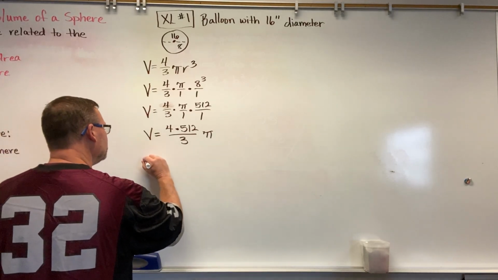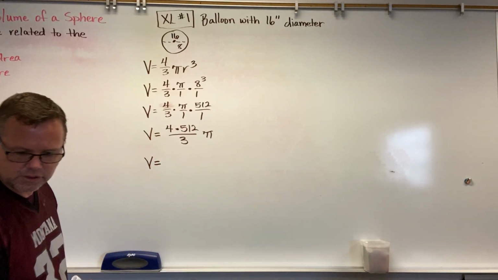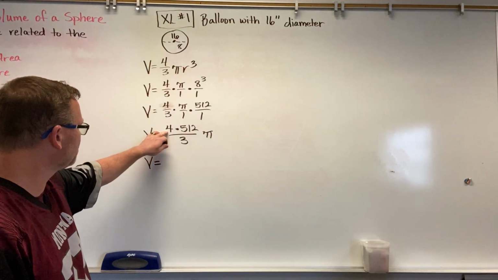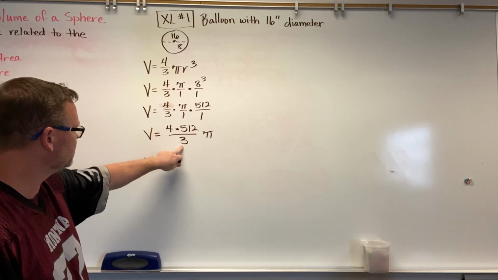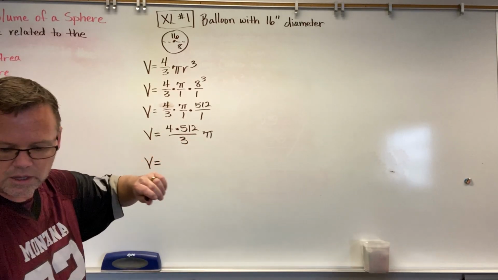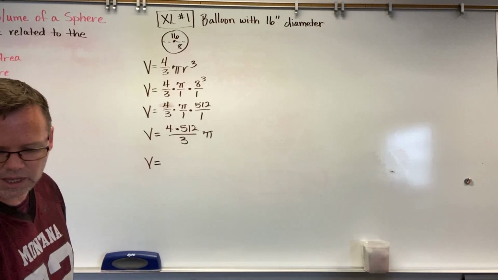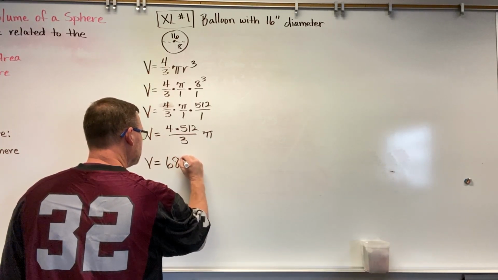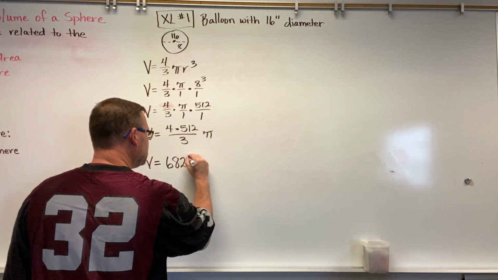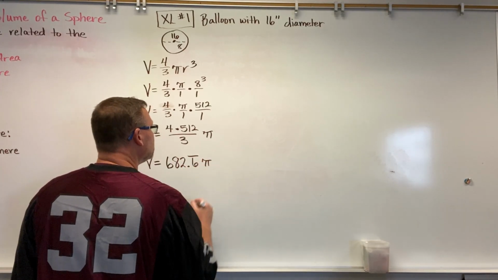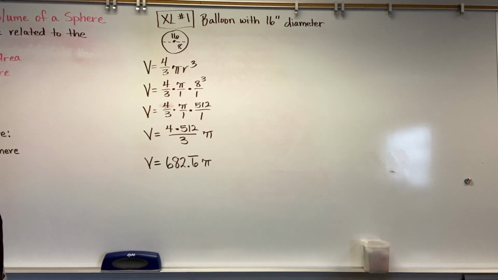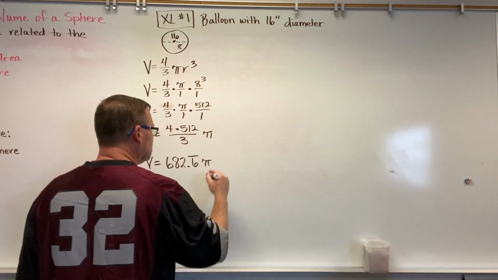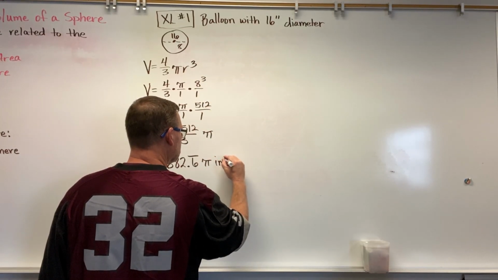In other words, the volume here equals, if I do this, I would multiply 4 times 512 divided by 3. And if we do that, what we get is 682 and 6/10 repeating pi. Now here's your problem here. You have to remember, and this whole thing is in inches, so this is going to be inches cubed.